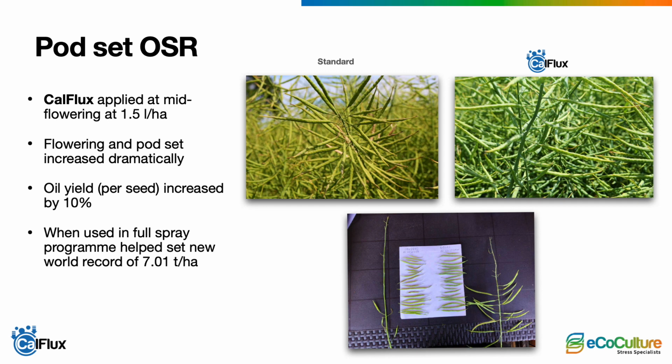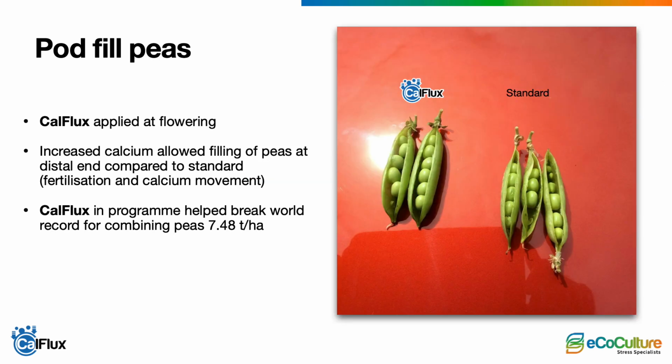Pod set in oil seed rape. Calflux was applied at mid-flowering at 1.5 liters per hectare. Flowering and pod set increased dramatically. Oil yield per seed increased by 10%, and when used in a full spray program, it helped set a new world record of 7.01 tons per hectare.